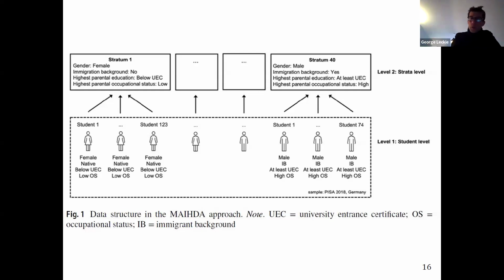You will end up at intersection 40, which is now males. Yes, they're immigrants. They've got university-educated parents and are in high occupation jobs. And that's the last intersection. We're interested in mapping out the inequalities in mean outcomes across those intersections.